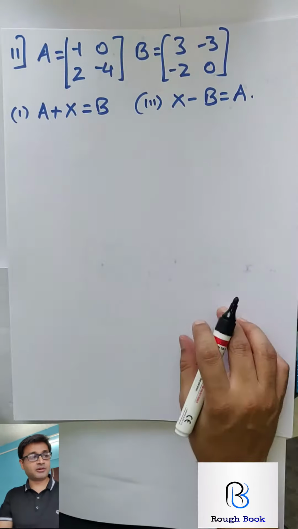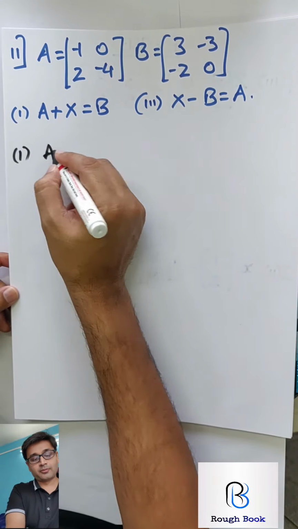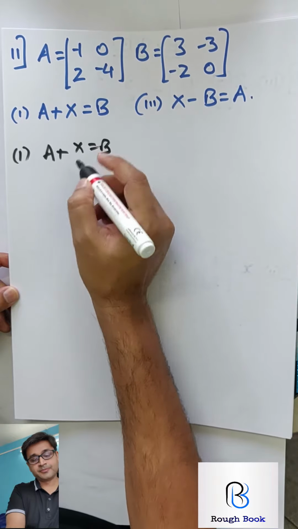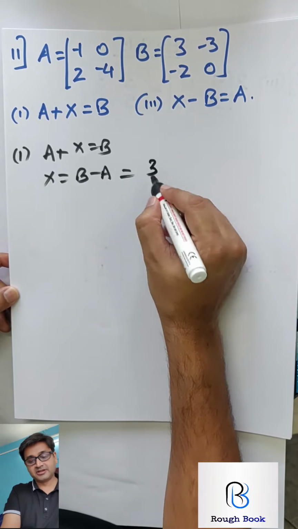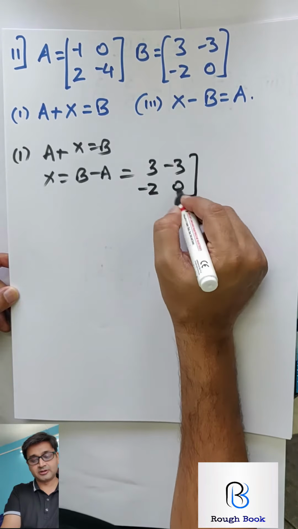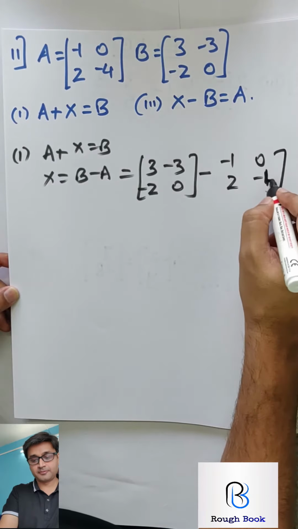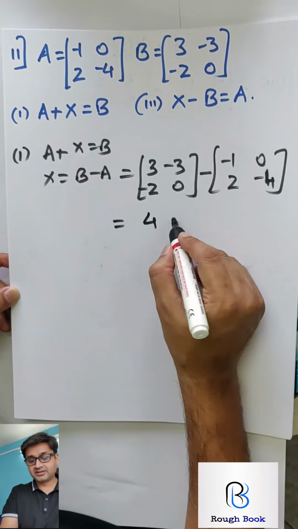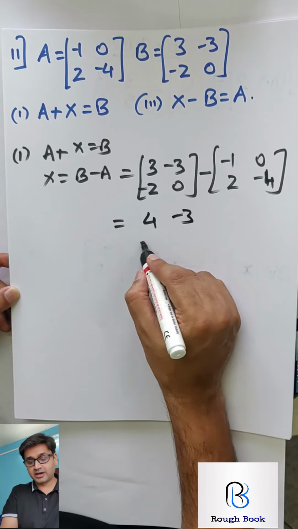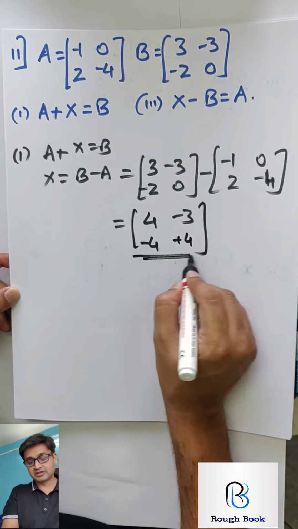Last question, sum number 11. A and B have been given, find these two operations. A plus x equals b. So first only make x your subject. So b minus a. B is 3 minus 2 minus 3, 0. Minus a minus 1, 2, 0 minus 4. So what do I get? 3 plus 1, 4. Minus 3 minus 0. Minus 2 minus 2 minus 4. 0 plus 4. So I got my first answer.